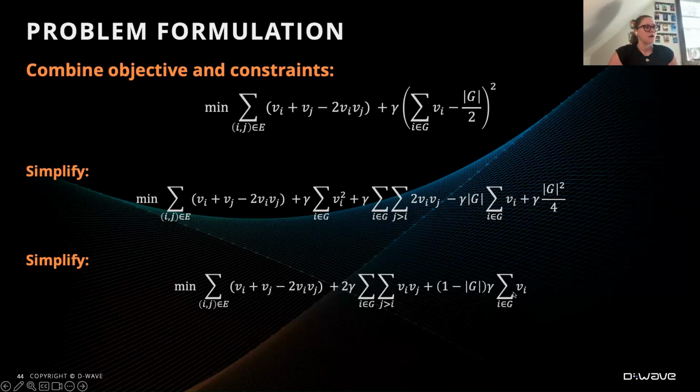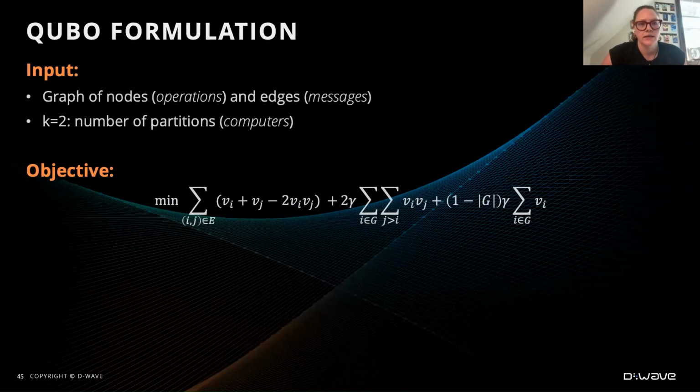And to build the QUBO, we'll put all of the linear values, the linear coefficients, on the diagonal of a dictionary, and we'll put the quadratic coefficients, so these guys here, on the off diagonal. Okay, so here's our QUBO formulation for a situation where we just have 2 computers, so 2 partitions.